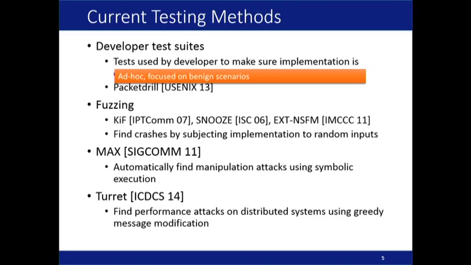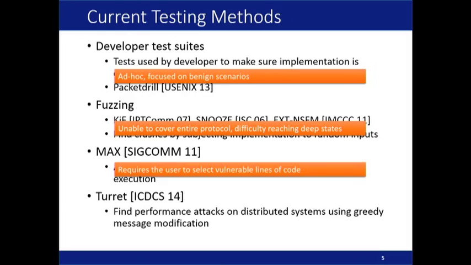Another testing method is fuzzing, which attempts to find crashes by subjecting implementations to random inputs. Unfortunately, the use of randomness makes it very difficult to cover the entire protocol, and particularly to reach deep protocol states that require multiple interactions with the protocol. Another testing method today is a tool called MAX, which is designed to automatically find manipulation attacks by using symbolic execution.